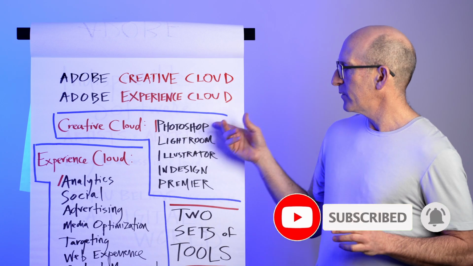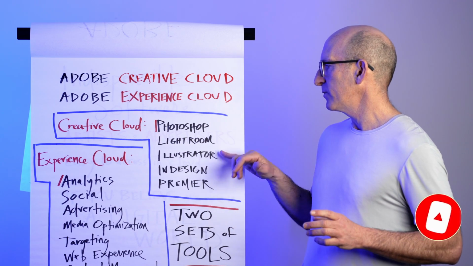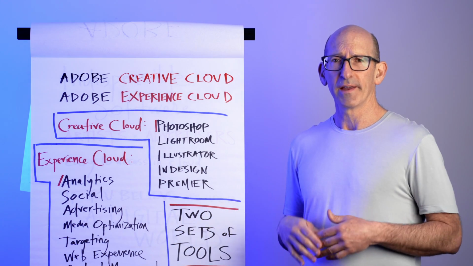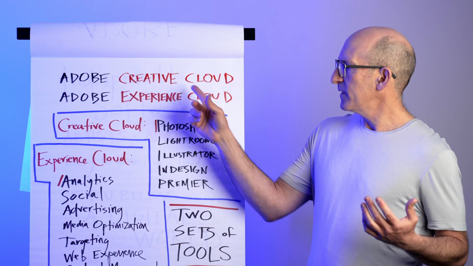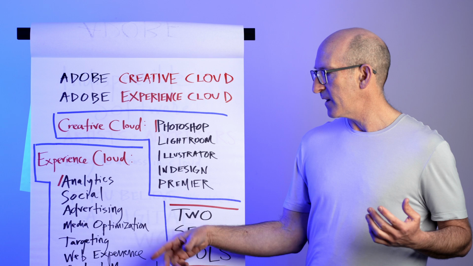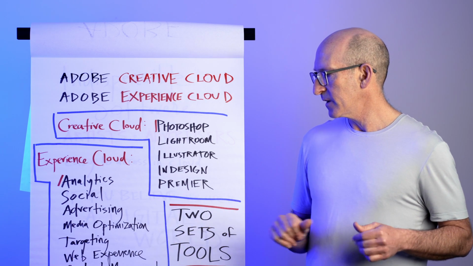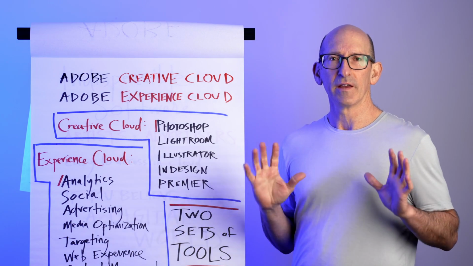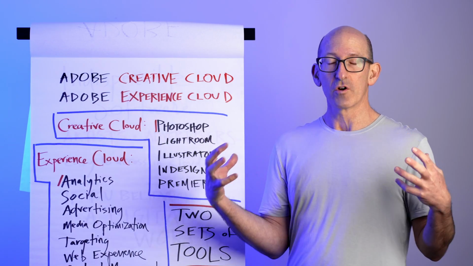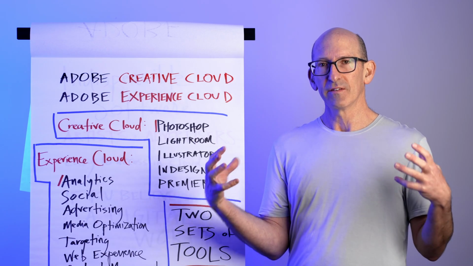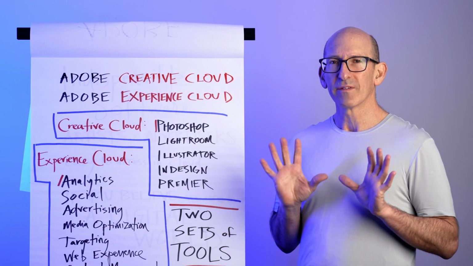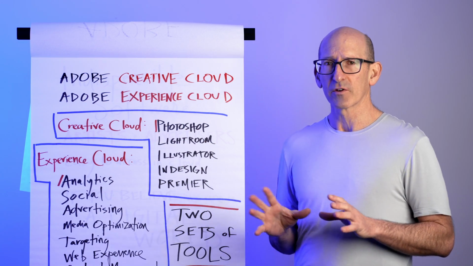And so the Creative Cloud we've already covered. This is Photoshop, Lightroom, Illustrator, InDesign, Premiere Pro. They do Adobe Spark and Adobe Acrobat. And then the Experience Cloud is the business side. So that's analytics, social advertising, media optimization, targeting, web experience, and content management. So what Adobe's done is they've made themselves stronger by building out two businesses that have really distinct customer bases.